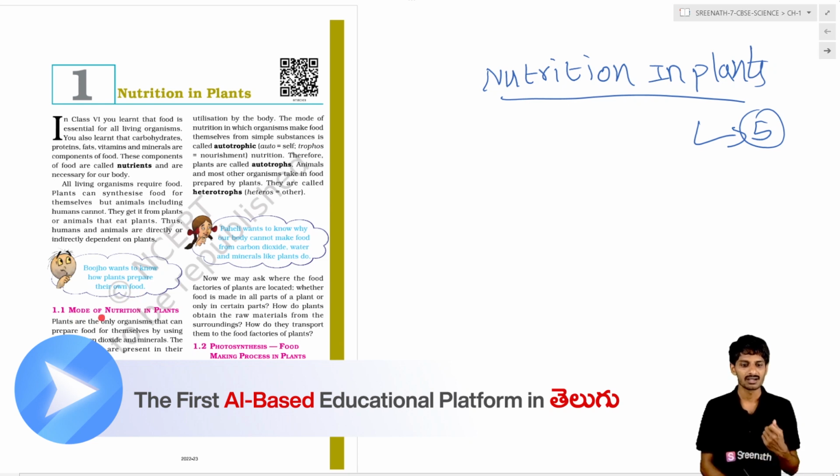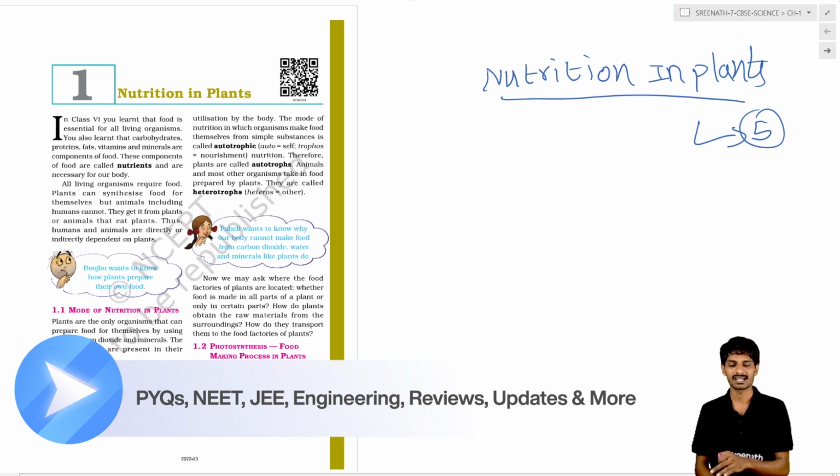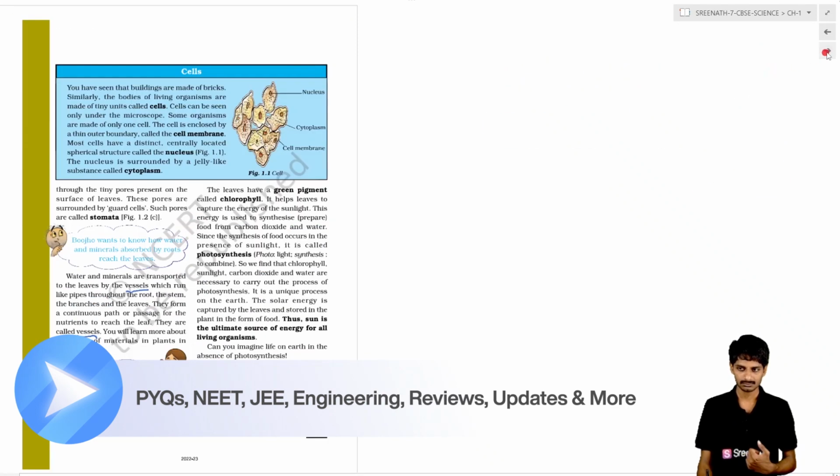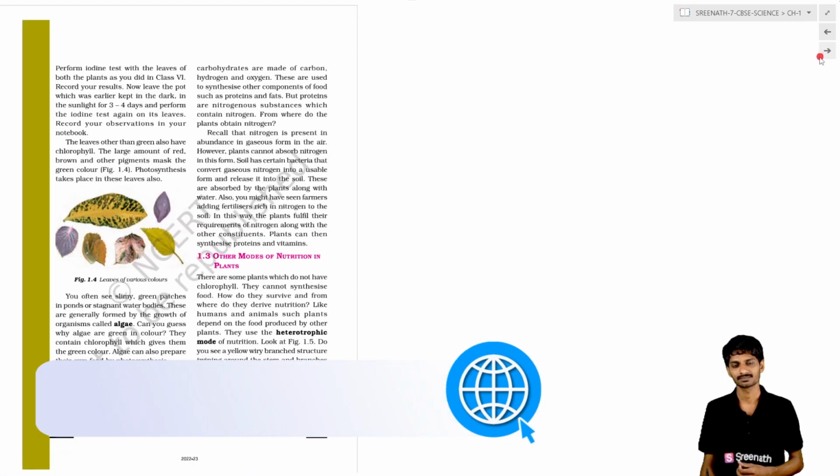The first topic is mode of nutrition in plants. The second topic is photosynthesis, the food making process in plants. How plants make their own food. This is all about the second topic.